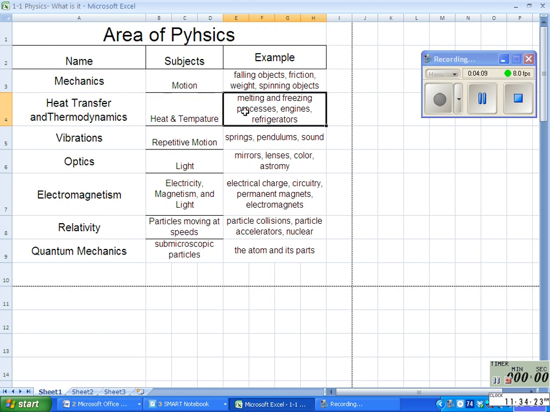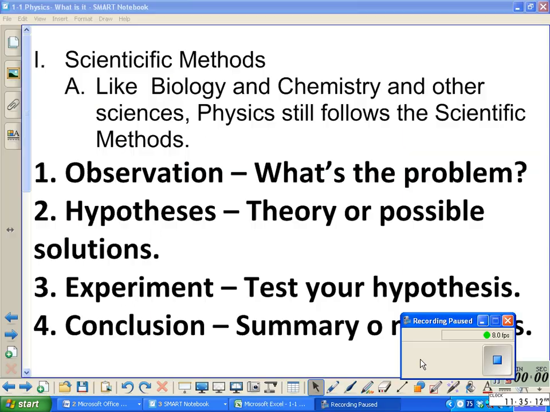It's a much slower transfer rate. Therefore, many people use hot water in the freezer. Examples under the subject of heat and transfer are the actual melting and freezing processes, engines, refrigerators, freezers, and so on. If you're looking at vibrations, repetitive motion would be the subject you might study. That's dealing with springs and pendulums, sounds, and so on and so forth.